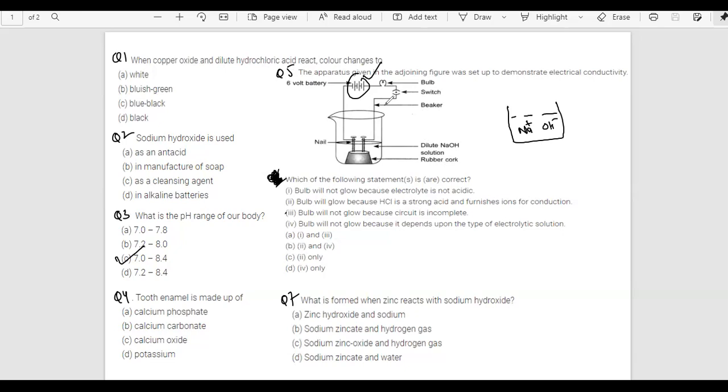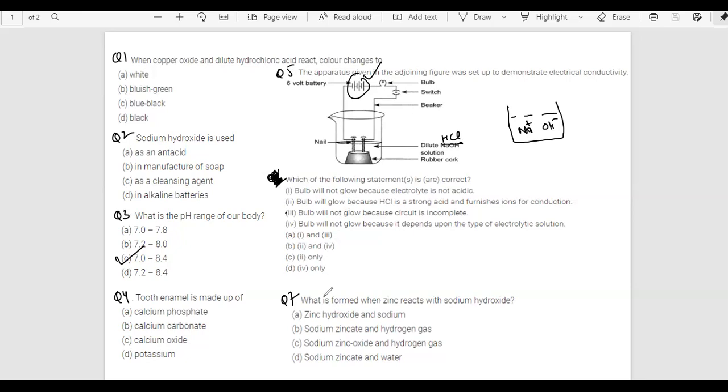I took this question so that you must know that in case it is written dilute NaCl instead of dilute HCl, the bulb will still glow. और अगर NaOH हुआ तभी भी bulb glow करेगा. The bulb is going to glow in both cases. Whether dilute HCl or dilute NaOH is taken, whichever you take, the conduction of electricity will take place. Okay, got it?